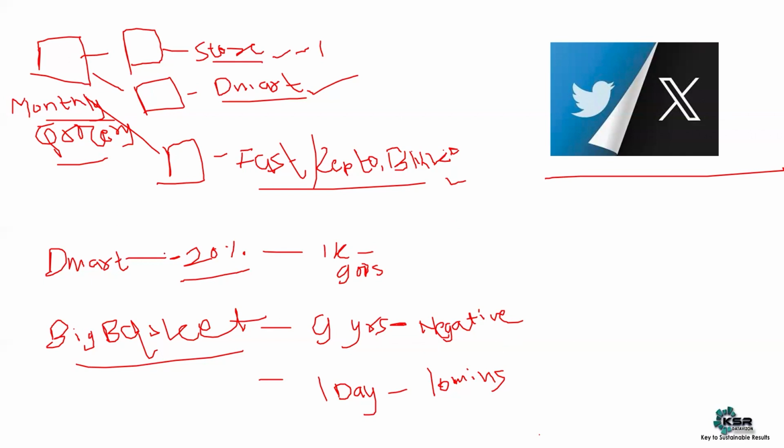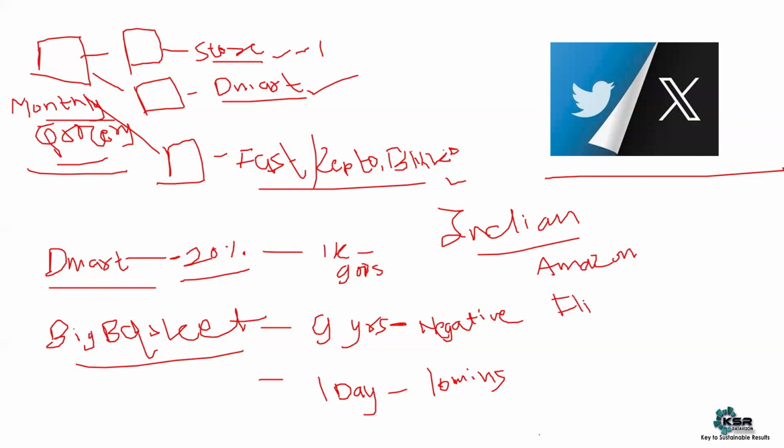Now, the very big question is, is it with respect to monthly grocery only, or only DMart that is having an impact with respect to fast delivery chains? No, that is not the case. I'm talking with respect to the Indian market. If you compare Amazon, if you compare Flipkart, even these two big shopping websites, you can call them India's biggest online shopping stores.